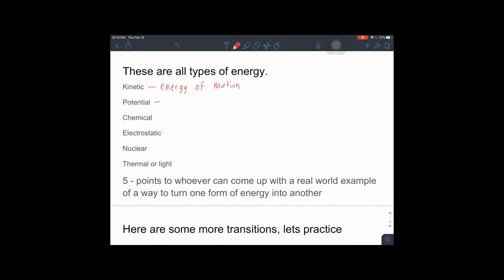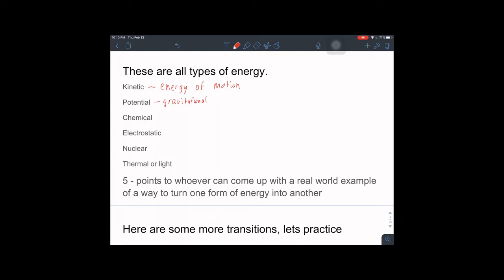There's potential. Today we'll be specifically talking about gravitational potential energy. This is just the energy due to a gravitational position, like a bowling ball on a shelf, or a ball on a cliff, or a skateboarder on the top of a hill. There's chemical energy, electrostatic, nuclear, and thermal and light. We won't be discussing those in too much detail in this unit.